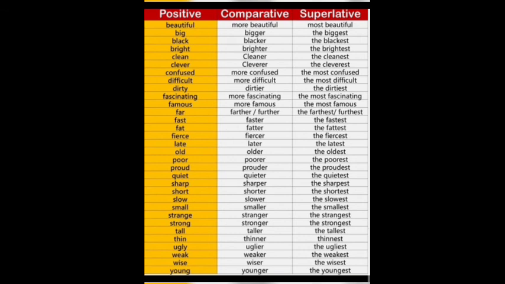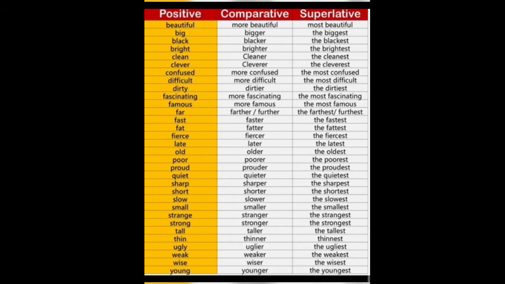Old, older, the oldest. Poor, poorer, the poorest. Proud, prouder, the proudest. Quiet, quieter, the quietest. Sharp, sharper, the sharpest. Short, shorter, the shortest. Slow, slower, the slowest. Small, smaller, the smallest. Strange, stranger, the strangest. Strong, stronger, the strongest.